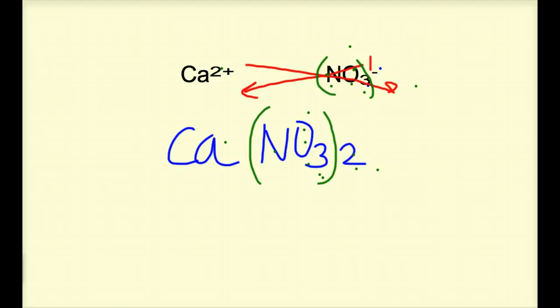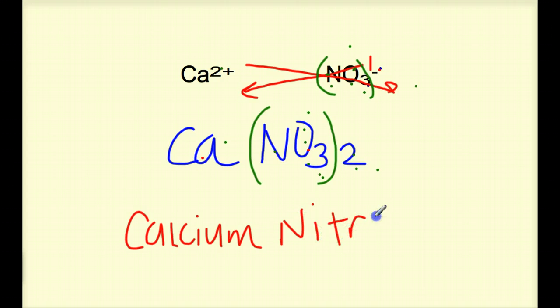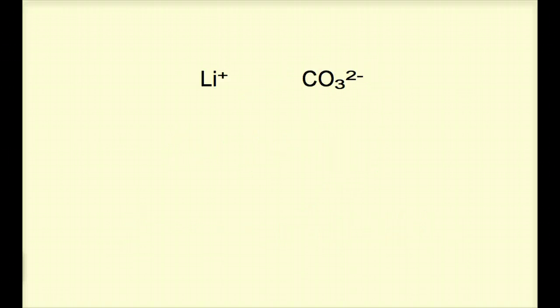Then if I name this, Ca2 plus is calcium, NO3 minus from here is nitrate. So this is calcium nitrate. Let's take a look at another problem. I have Li plus, CO3 2 minus. If I do the crisscross, there's an imaginary 1 here.